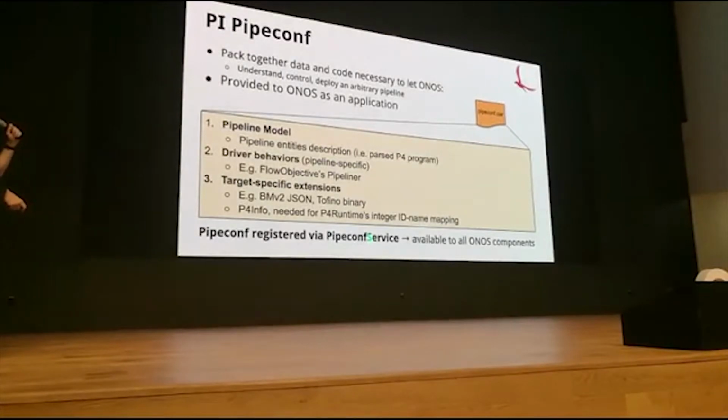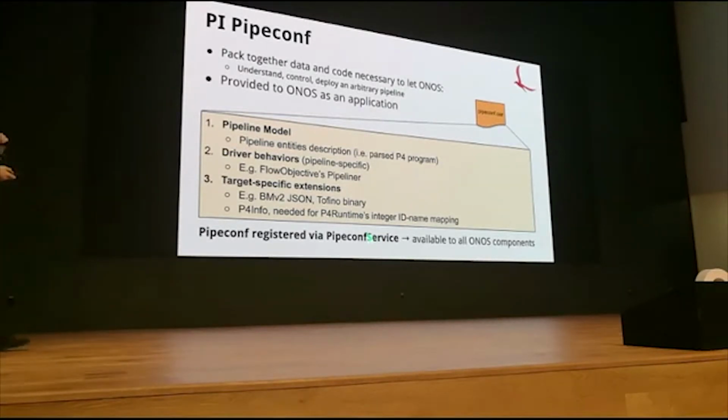Okay, so a few words about the pipeconf. As I was saying before, it's a way to pack together the data and code necessary to let ONOS understand, control, and deploy an arbitrary pipeline. This is provided to ONOS as an application. It contains the pipeline model, which is basically the description of the pipeline entities. You can see this as a parsed representation of the P4 program.